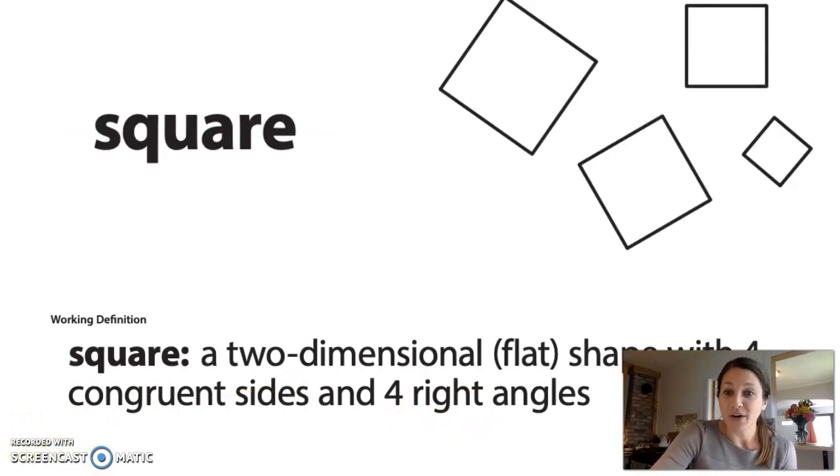A square has 4 congruent sides and 4 right angles. So 4 sides that are the same length and 4 right angles. So like a rectangle, squares need 4 right angles. Additionally, squares need their sides to be the same length too.